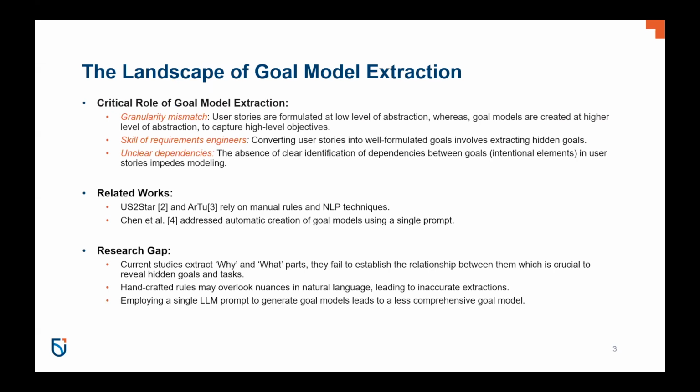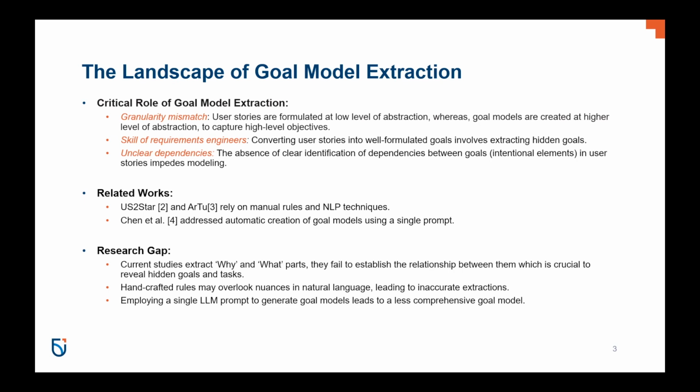However, manually extracting goal models from user stories and constructing goal models is a tedious process. The challenge stems from various reasons, including granularity mismatch. User stories are generally formulated at a lower level of abstraction, focusing on specific functionalities. On the other hand, goal models are created at a higher level of abstraction to capture the higher level objectives. Therefore, bridging the gap between the granular user stories and the high-level goal models is challenging.